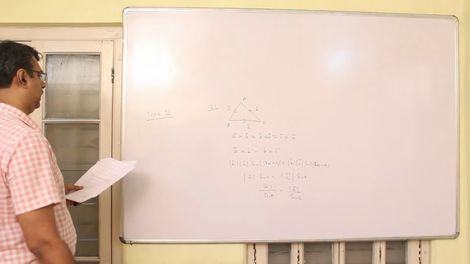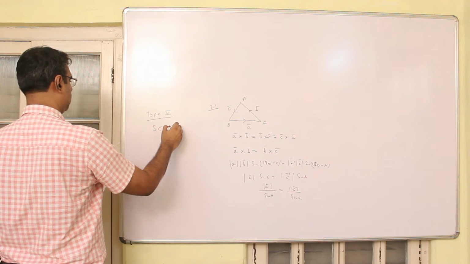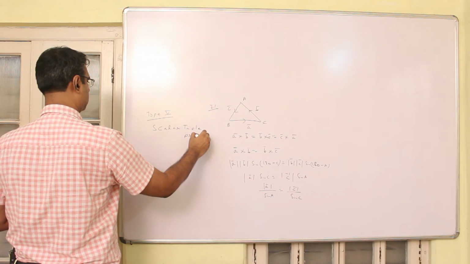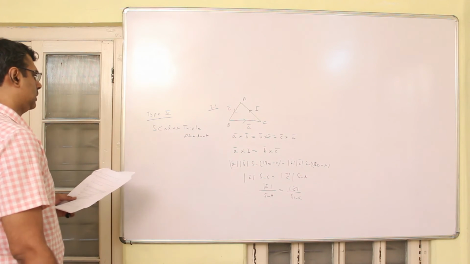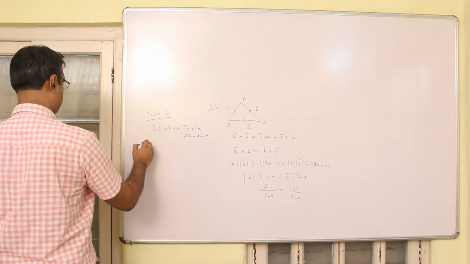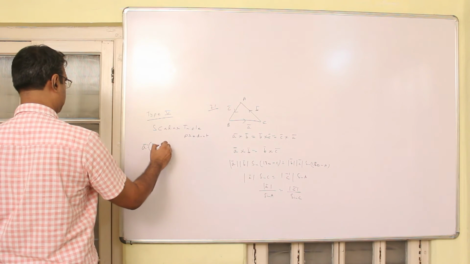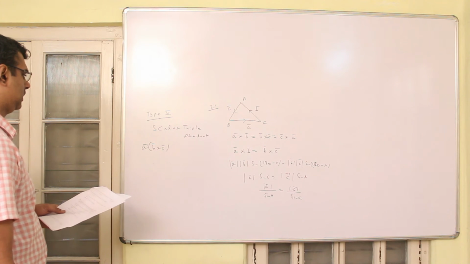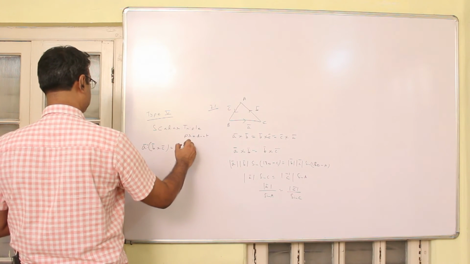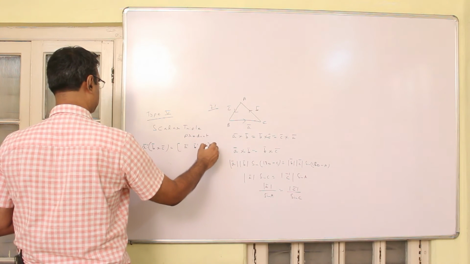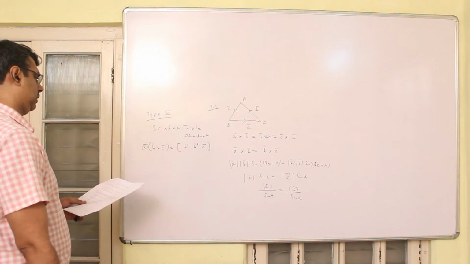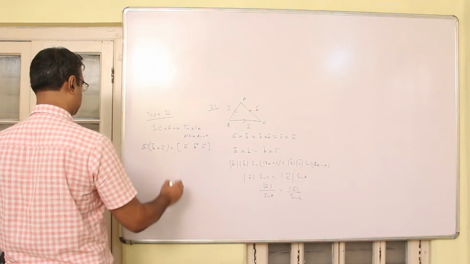Now we move on to type 5. Type 5 basically talks about scalar triple product. What is scalar triple product? If you have three vectors A, B and C, then A dot B cross C is called scalar triple product. Now, there is a convention, scalar triple product is written like this, enclosed in square bracket, vector A, vector B, vector C. This is the way to write scalar triple product.